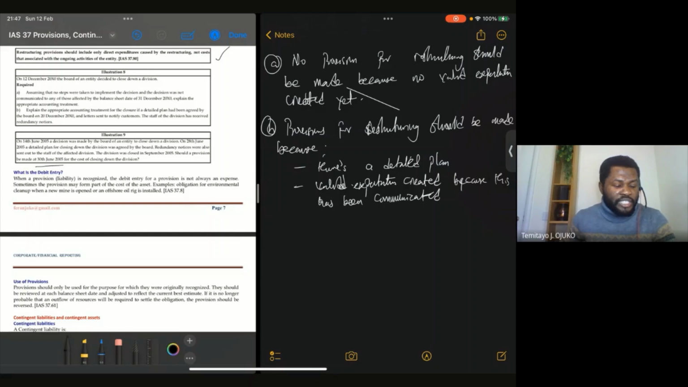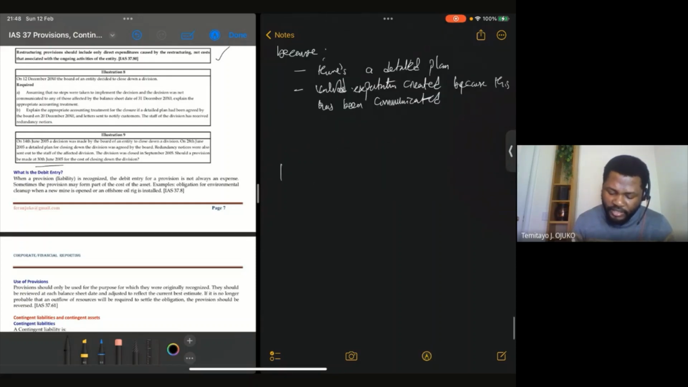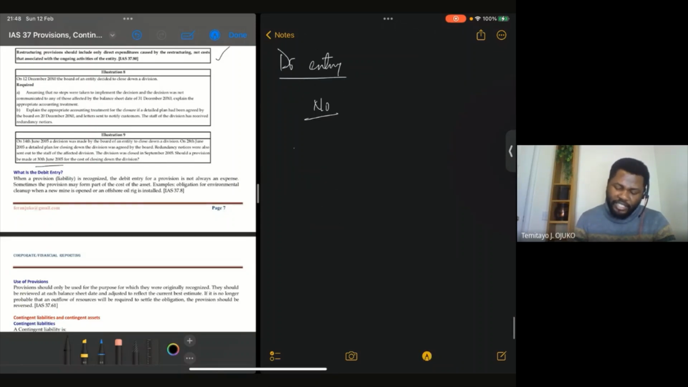We just have to look at the next line item, which is what is a debit entry for a provision. Now, let me rephrase the question. Is it every time that you debit profit and loss? Anytime you are creating a provision for restructuring, do you have to debit your P&L? Now the answer is no. In some cases, for your provisions, there are two items that can be debited. Number one, you can debit your assets, or you debit your P or L.